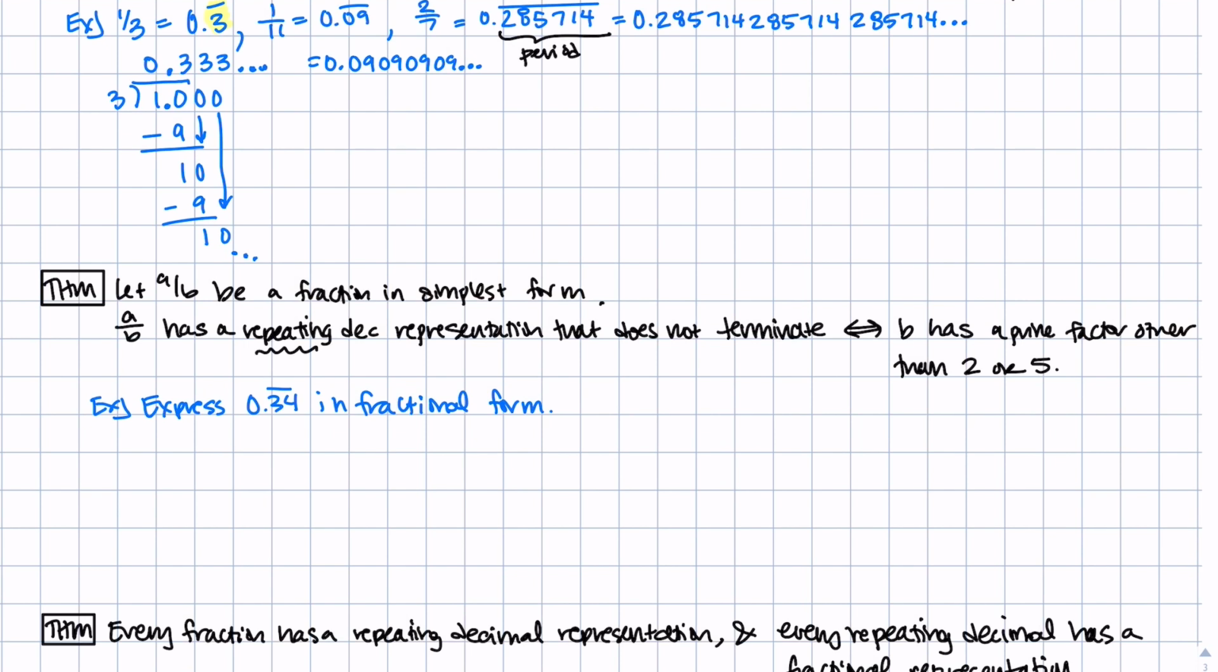I think this next theorem is basically literally the same theorem. It says that a over b has a repeating decimal representation that does not terminate. So if we have a fraction and it does not terminate, b has to have some prime factor other than 2 or 5 in the denominator.